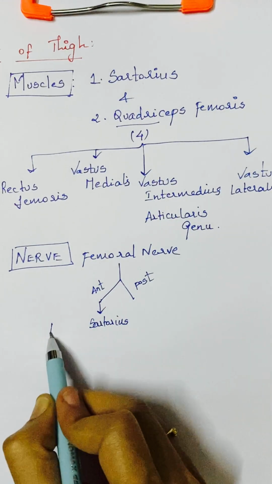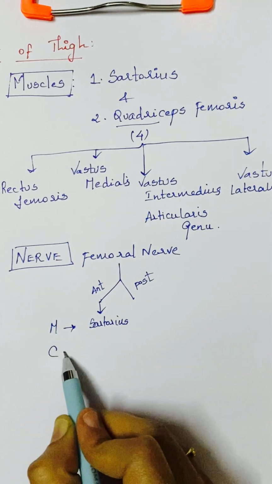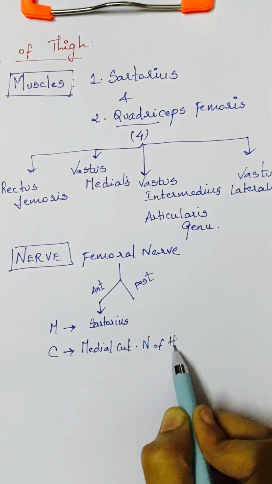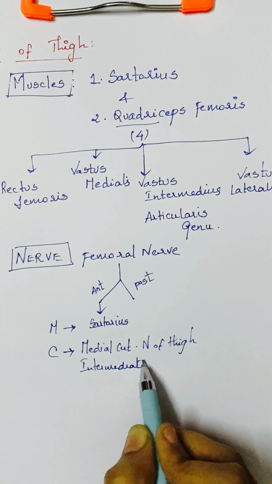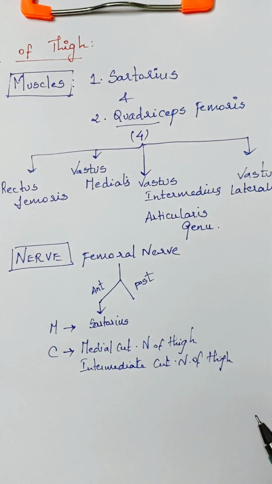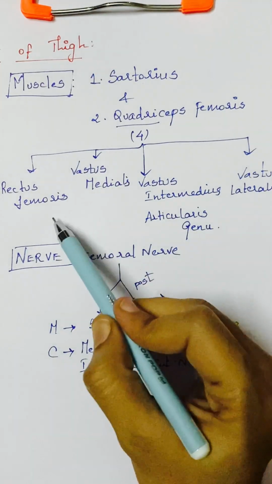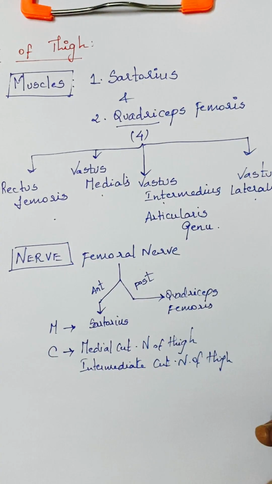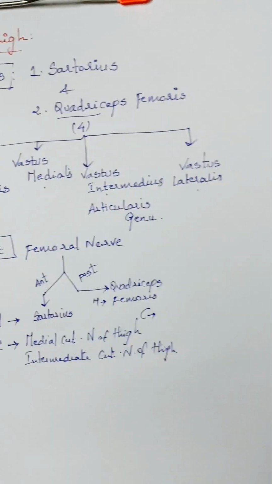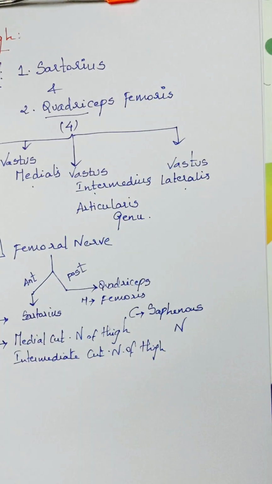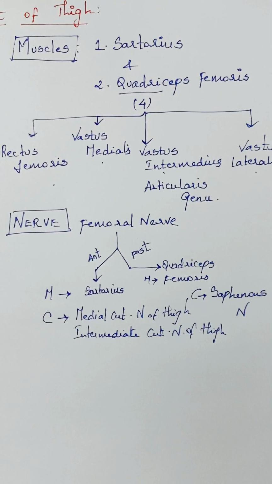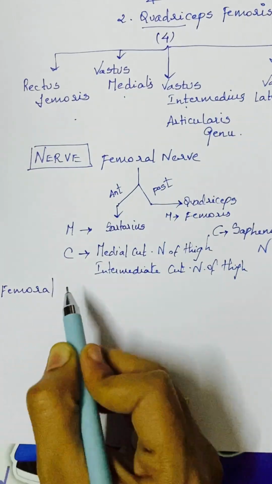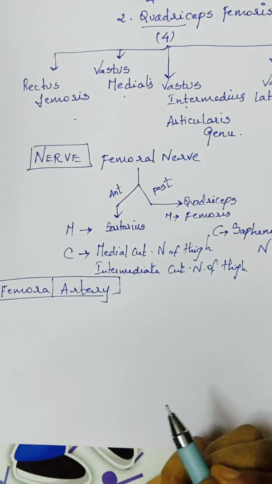What is the cutaneous branch? This anterior division has two cutaneous branches, the medial cutaneous nerve of thigh and the intermediate cutaneous nerve of thigh. The lateral is a direct branch from the lumbar plexus. The posterior division supplies the rest of the muscles, that is quadriceps femoris. And there is a cutaneous branch called the saphenous nerve. This is all about the femoral nerve.